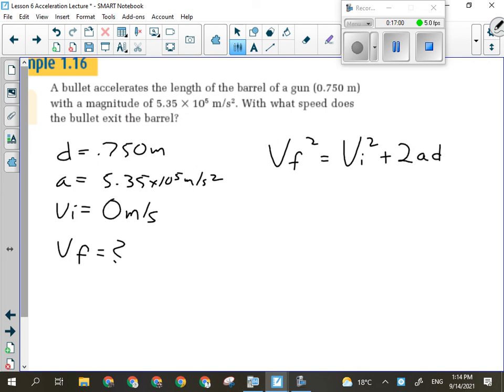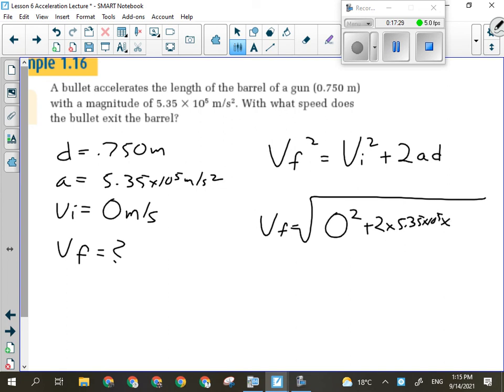Okay. In this case, I don't need to manipulate because I'm already set up to solve for VF. That's actually not true. I need to do one thing. What is it? This solves for VF squared, and I just want VF, so I need to square root. Right, so VF will equal the square root of 0 squared, which is 0. I wouldn't even necessarily have to write that. Okay, plus 2 times 5.35 times 10 to the 5 times 0.75.